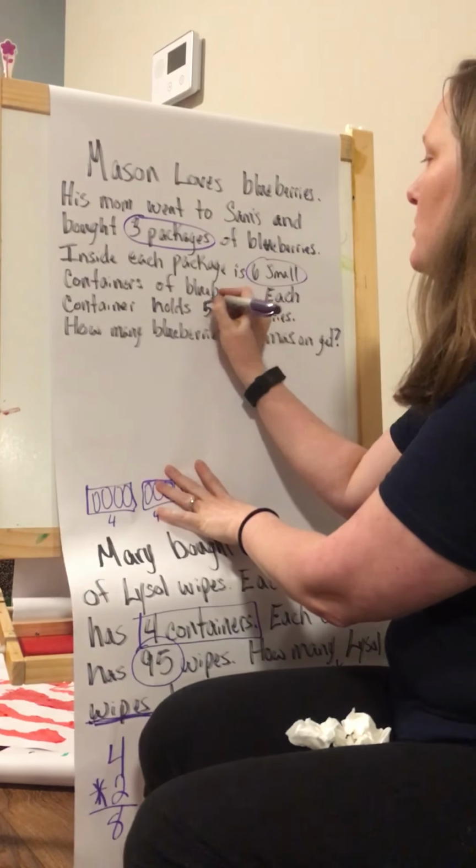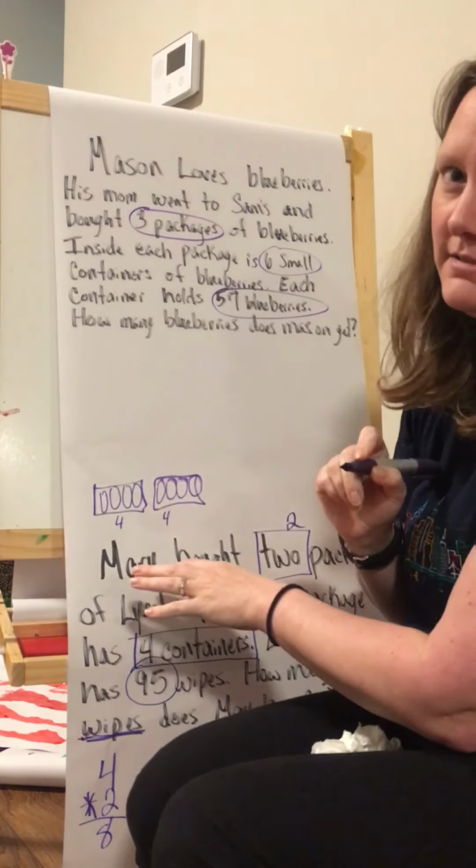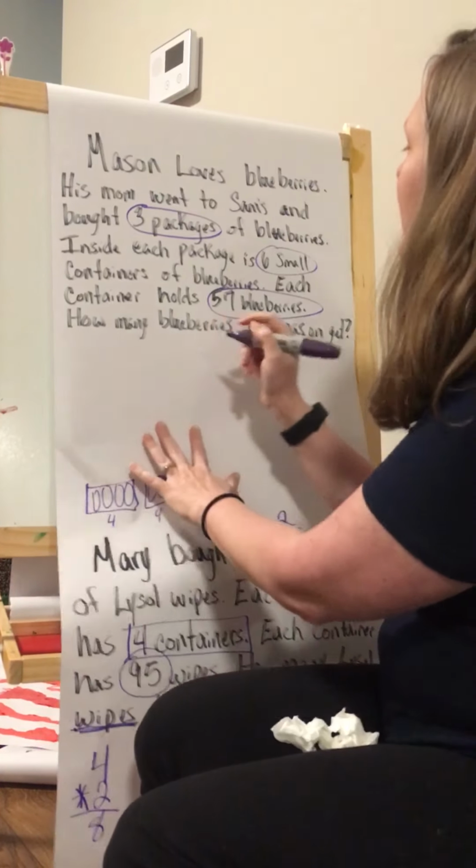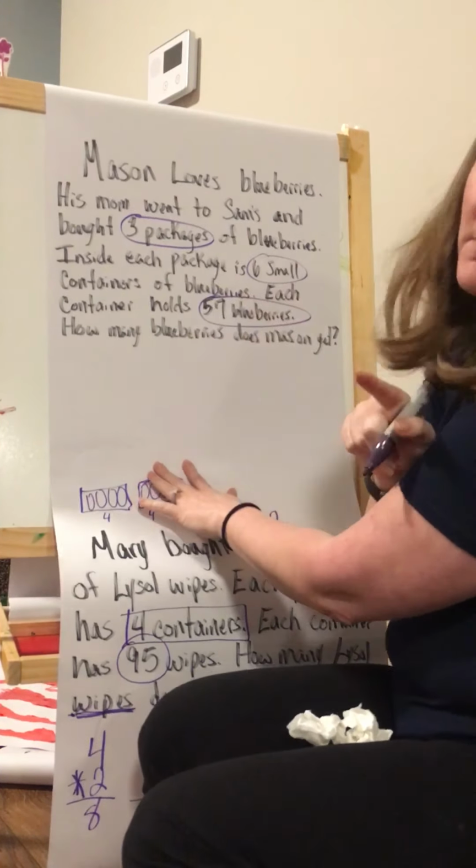And each container holds 57 blueberries. Not that anybody actually counted them. We're guessing. So we're going to take these 3 numbers and multiply them together. So our problem here is 3 times 6 times 57 gives me B, blueberries. How many blueberries Mason gets to eat.